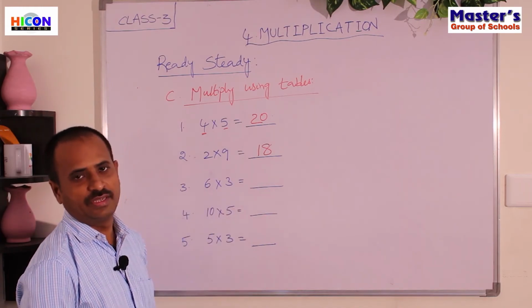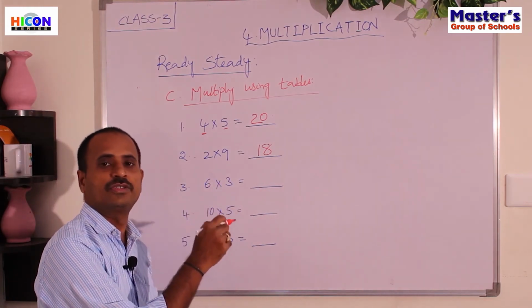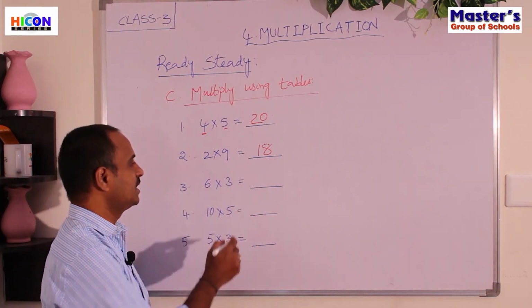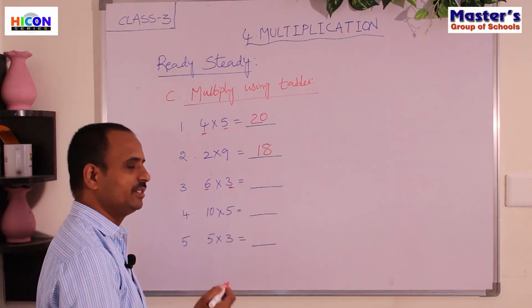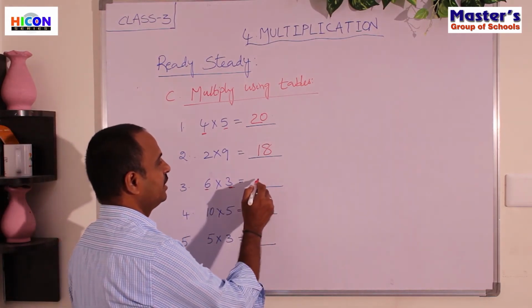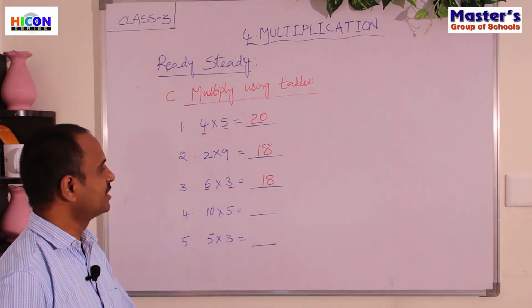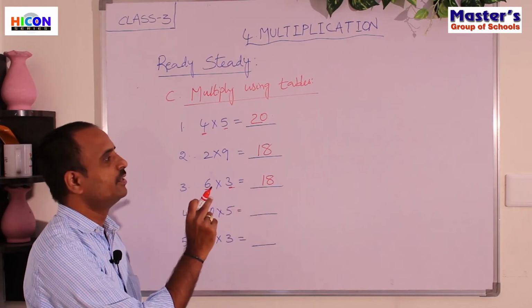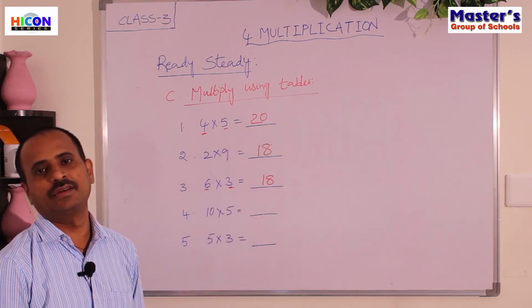Next, see the third problem. 6 into 3, and it can also be read as 6 threes. That means the number 3 is added 6 times. So 6 threes, children, how much? So it is the sixth table. 6 threes, again 18. So the answer is 18. That means the product is 18. The product of 6 and 3 is 18. So in multiplication, the answer is called the product.